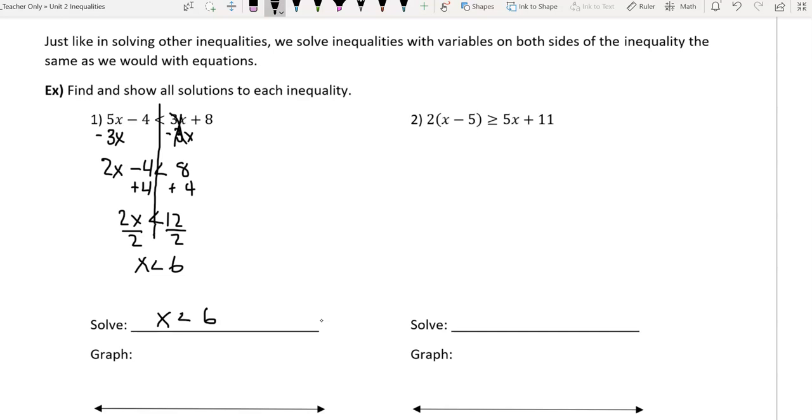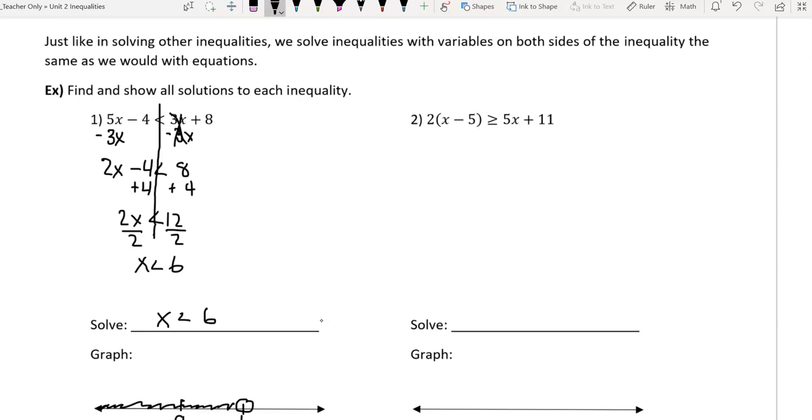Now remember, you have to graph everything. So put 0 and 6 on a number line, and then figure out how to graph. Since it's a less than sign, it's an open circle, and then I shade to the left because it's less than. So shade everything less than 6, which is to the left. Number 2, we're going to move right into it.